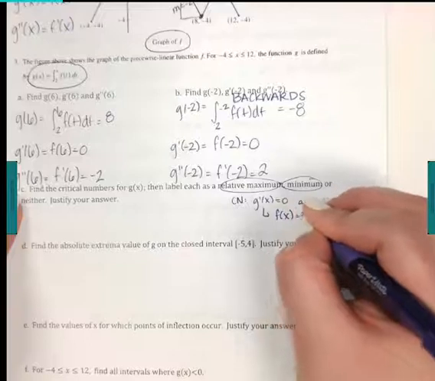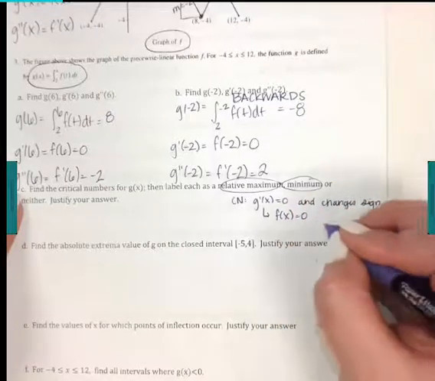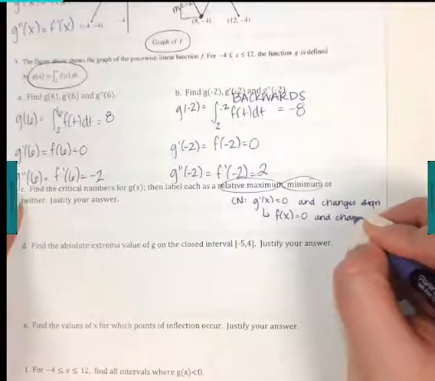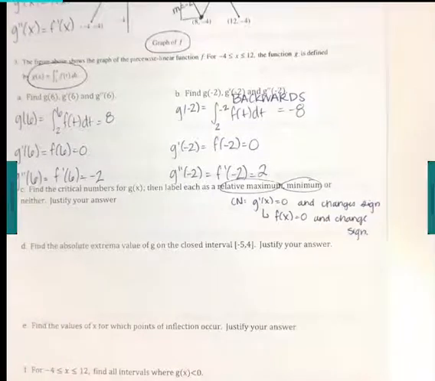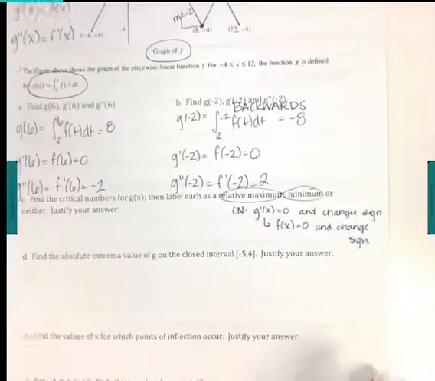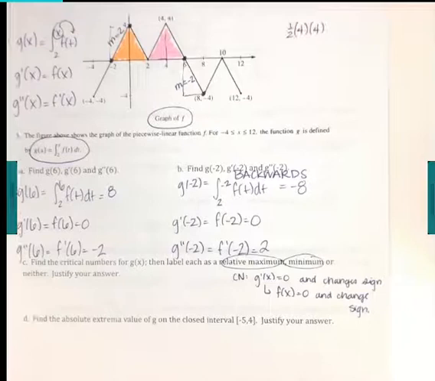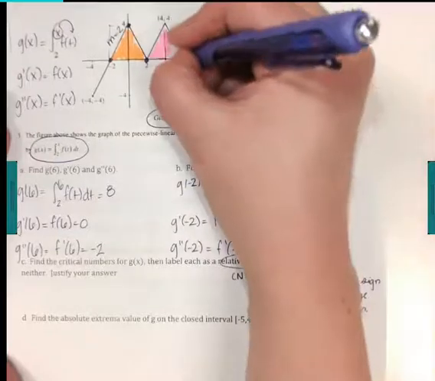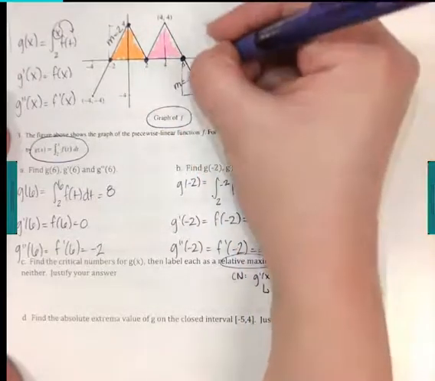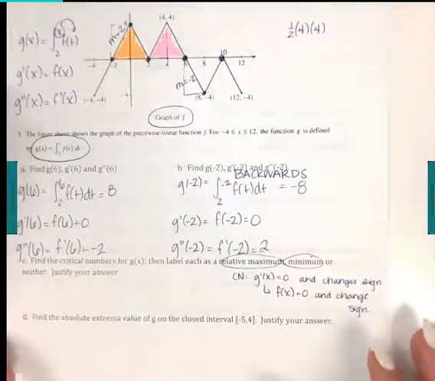F of X equal to 0 and change sign. So remember that even though I don't have a graph of G or G prime, I know G prime is really F, and that's what my graph is. So on your graph, where do you have critical numbers? There are 4 of them. Where is F of X equal to 0? Yes? Negative 2, 2, 6, and where else? 10.